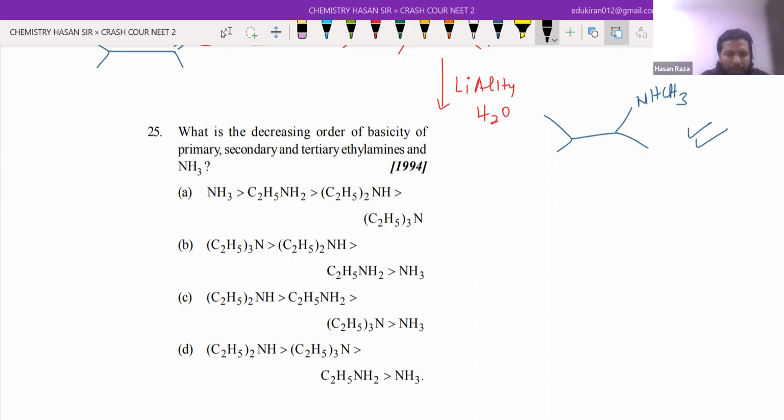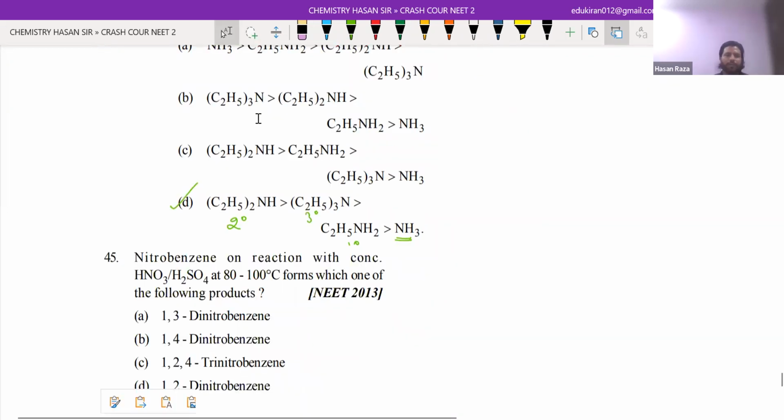Very good, Samara. So it's ethyl, and as you know, in ethyl, secondary is more basic than tertiary. Sorry, wait a minute. First secondary, then comes tertiary, and then comes primary. So you can see this is your 2 degree, this is your 3 degree, this is your 1 degree, and this is your ammonia. So the answer will be B. It's very simple. Go for the next question.